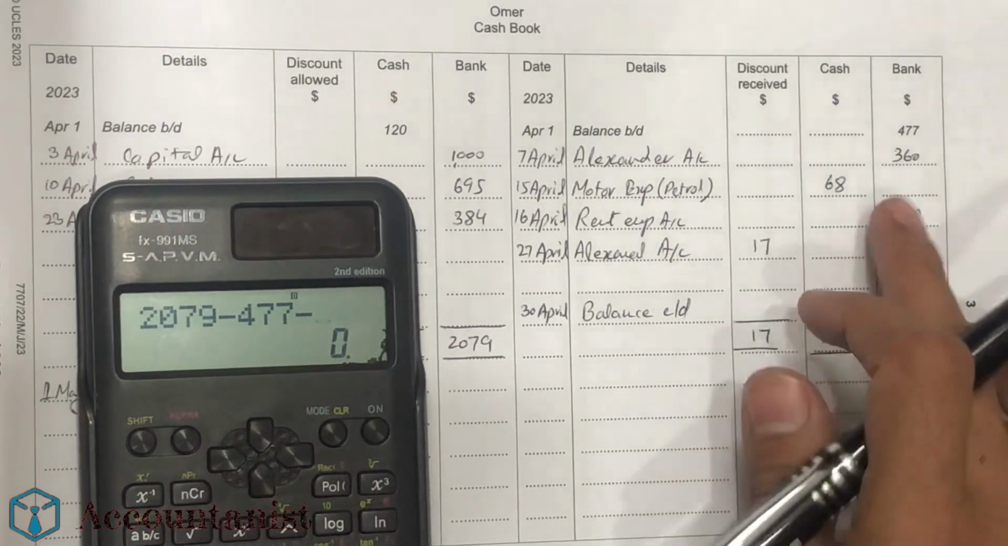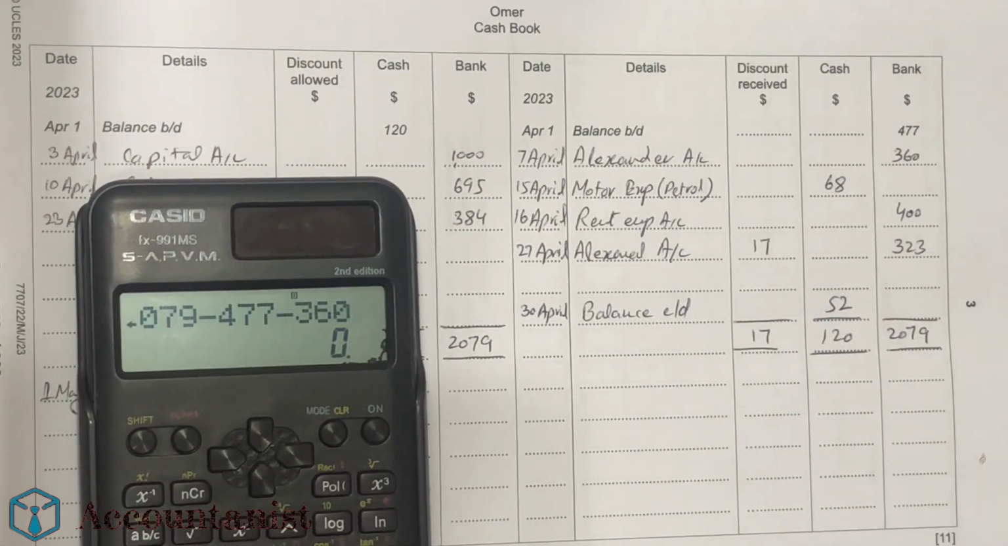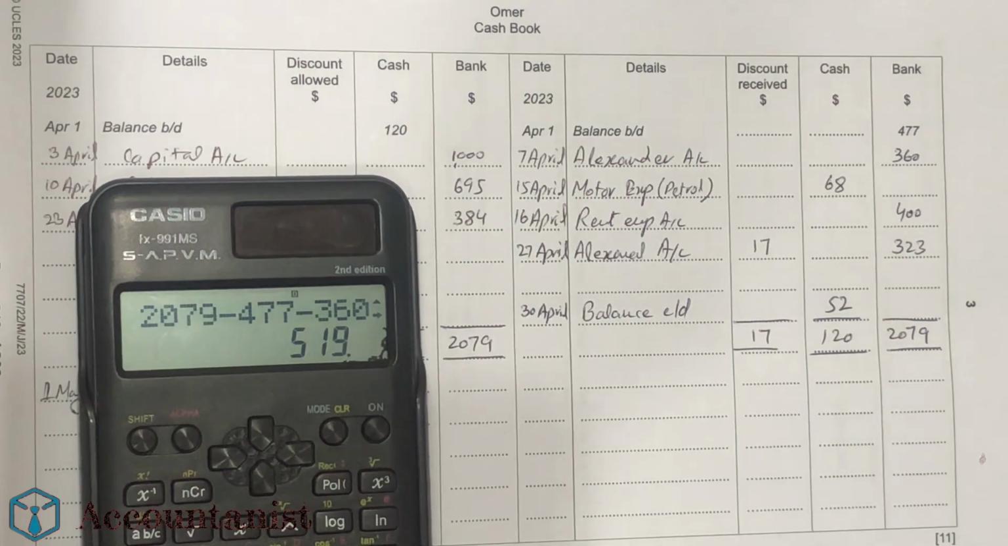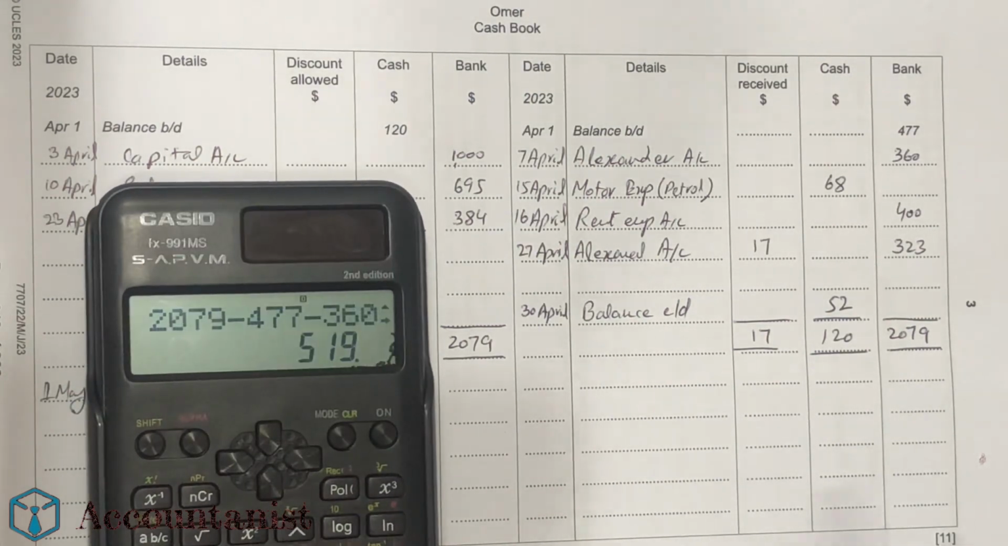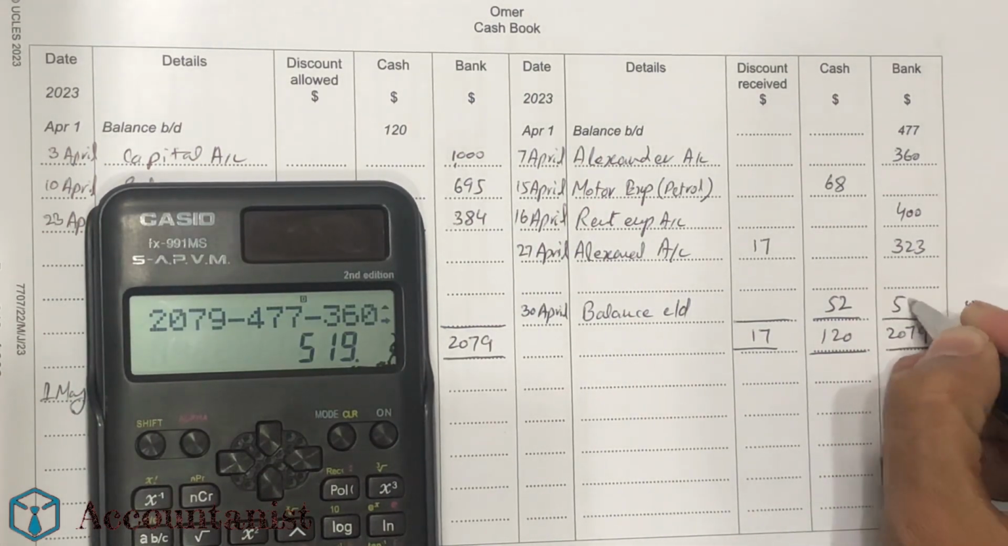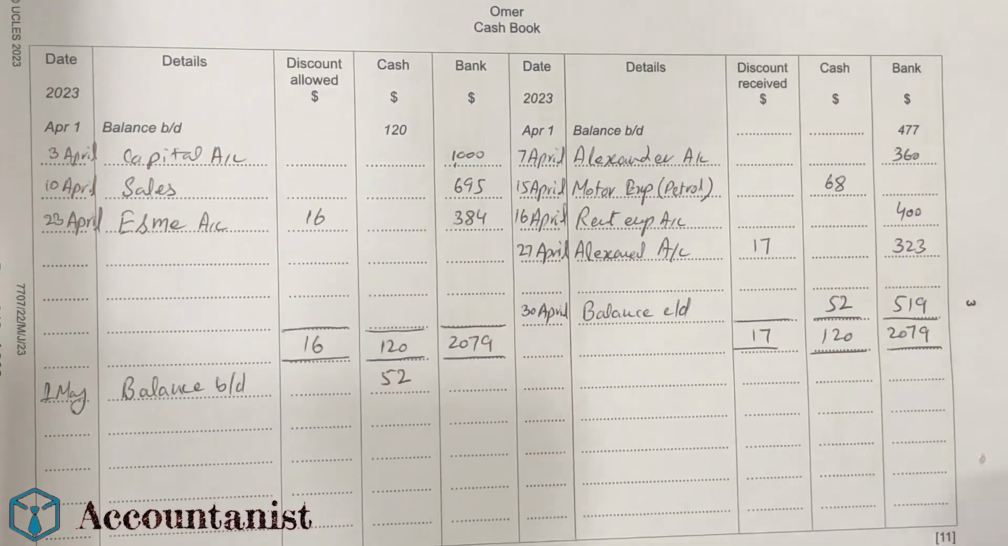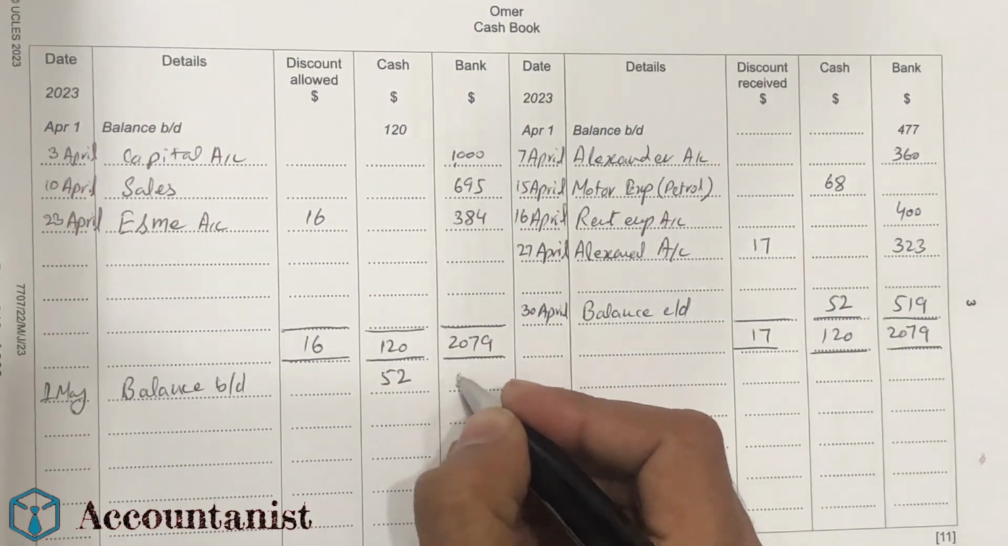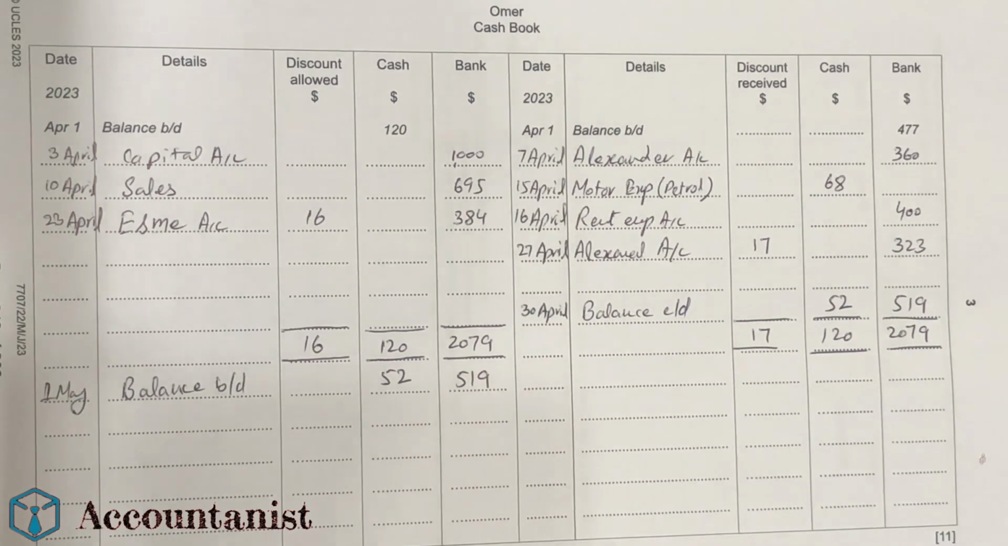477, 360, 400 and 323. So that's giving me the balance of 519. So I will write down 519 over here, and then 519 over here. So that's the first requirement of our question. So we are done with the cash book.